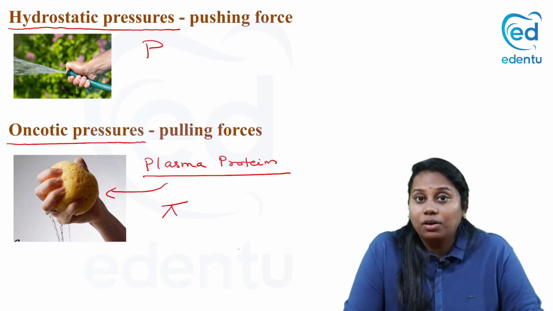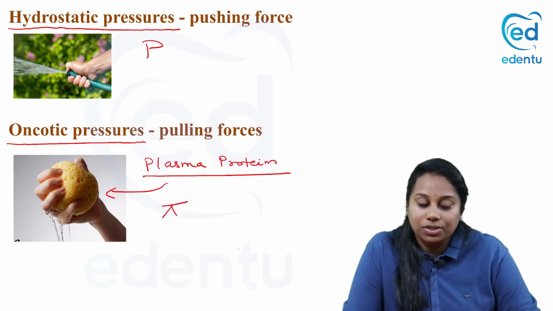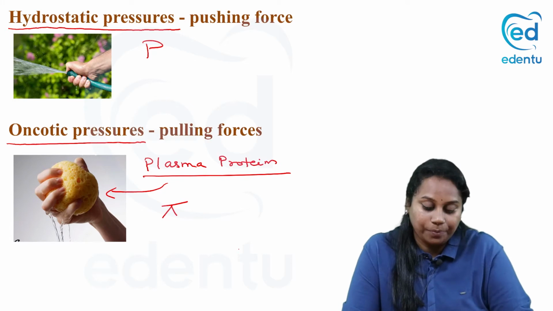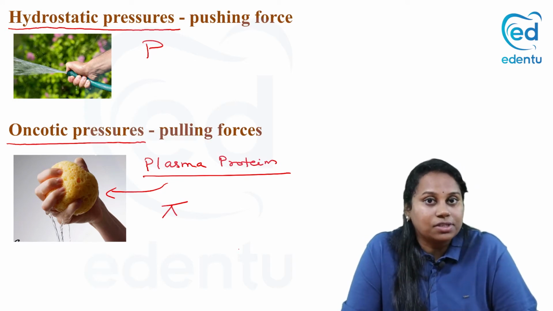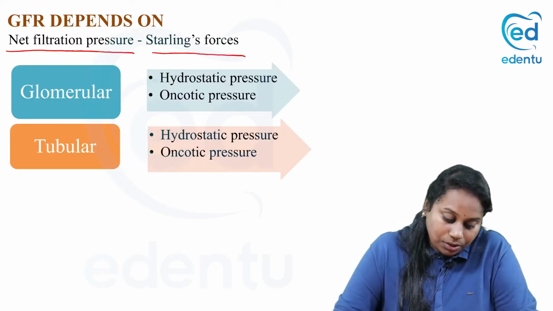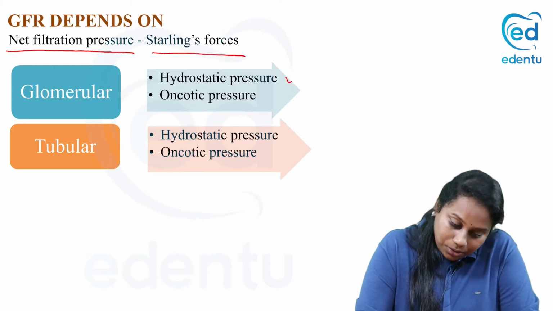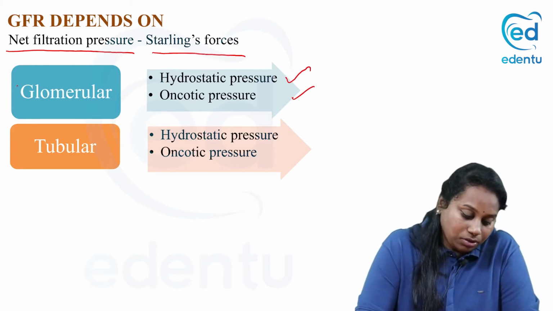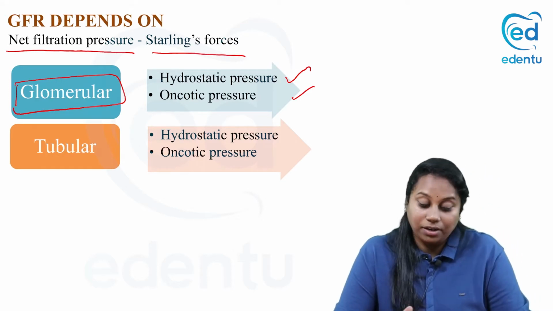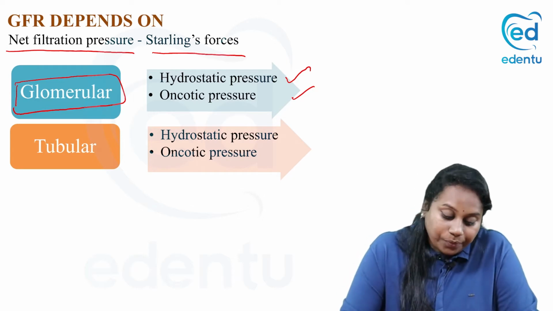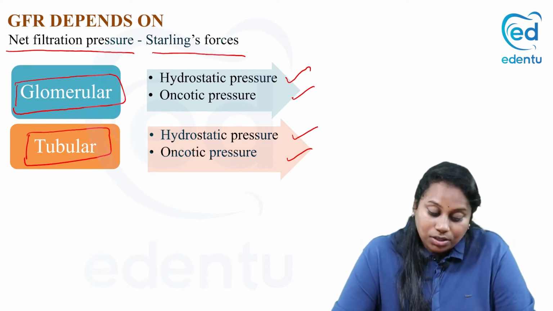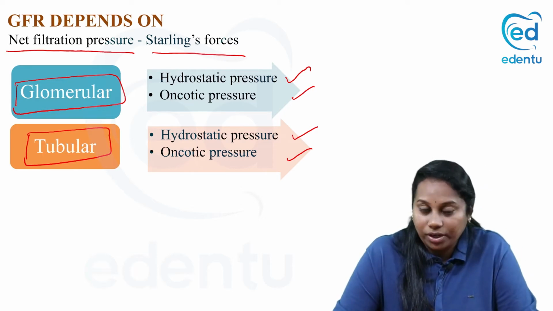So hope you understand what these hydrostatic and oncotic pressures are. Hydrostatic pressures are pushing forces. They will push the filtration to the other side. And oncotic pressures are pulling forces. They will pull the filtration to their side. With this knowledge, look at this. You have hydrostatic pressure and oncotic pressure acting on the glomerulus, called glomerular hydrostatic pressure and glomerular oncotic pressure. Similarly, you have hydrostatic and oncotic pressure acting on the tubule, called tubular hydrostatic pressure and tubular oncotic pressure.